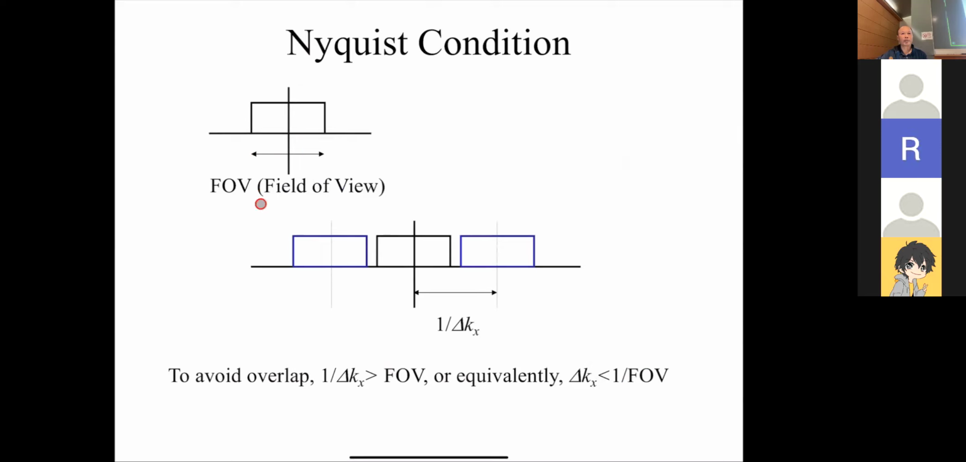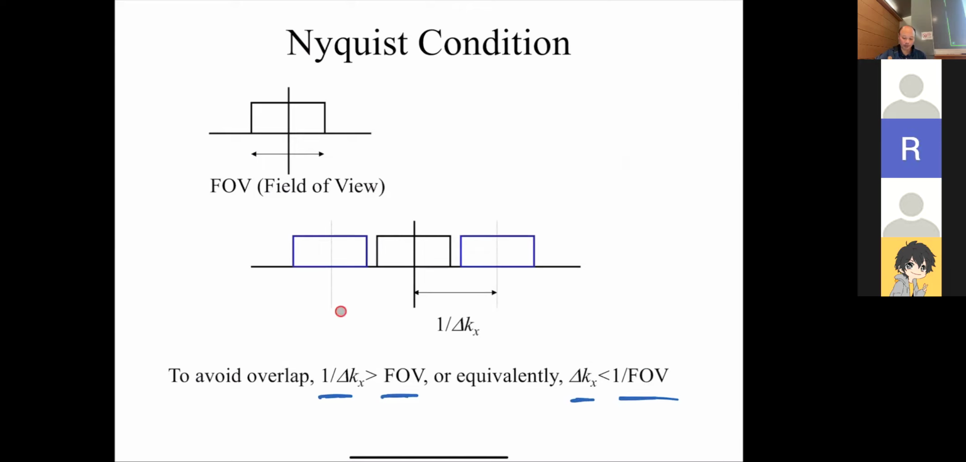We have some field of view. Field of view is just telling the scanner my object's about this size. I need to have a budget for my object. For a head, typically I need about 20 centimeters for most human heads. If I'm going to replicate that field of view, then I'd like that spacing 1 over delta kx to be bigger than that field of view. So the requirement is simply that 1 over delta kx is greater than the field of view, or equivalently, delta kx is less than 1 over the field of view.